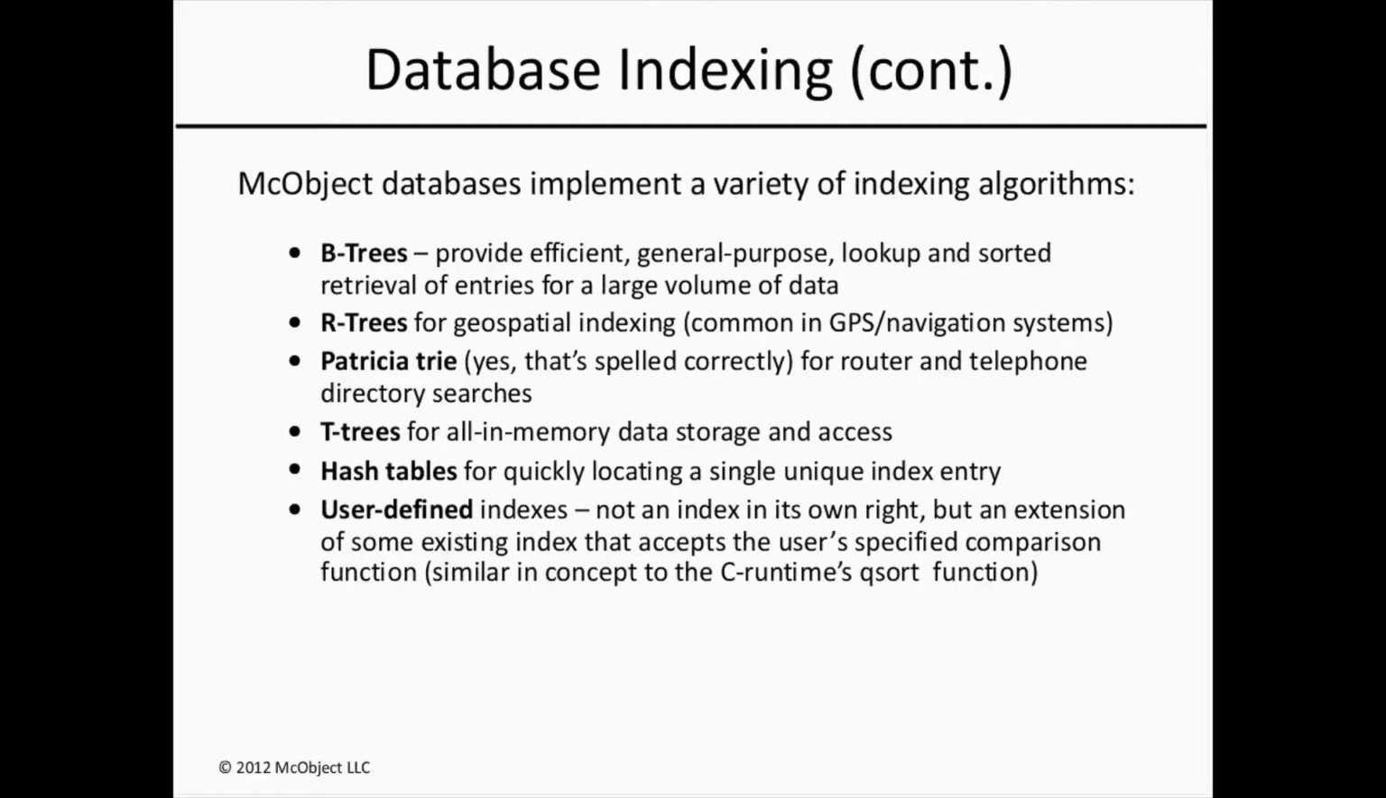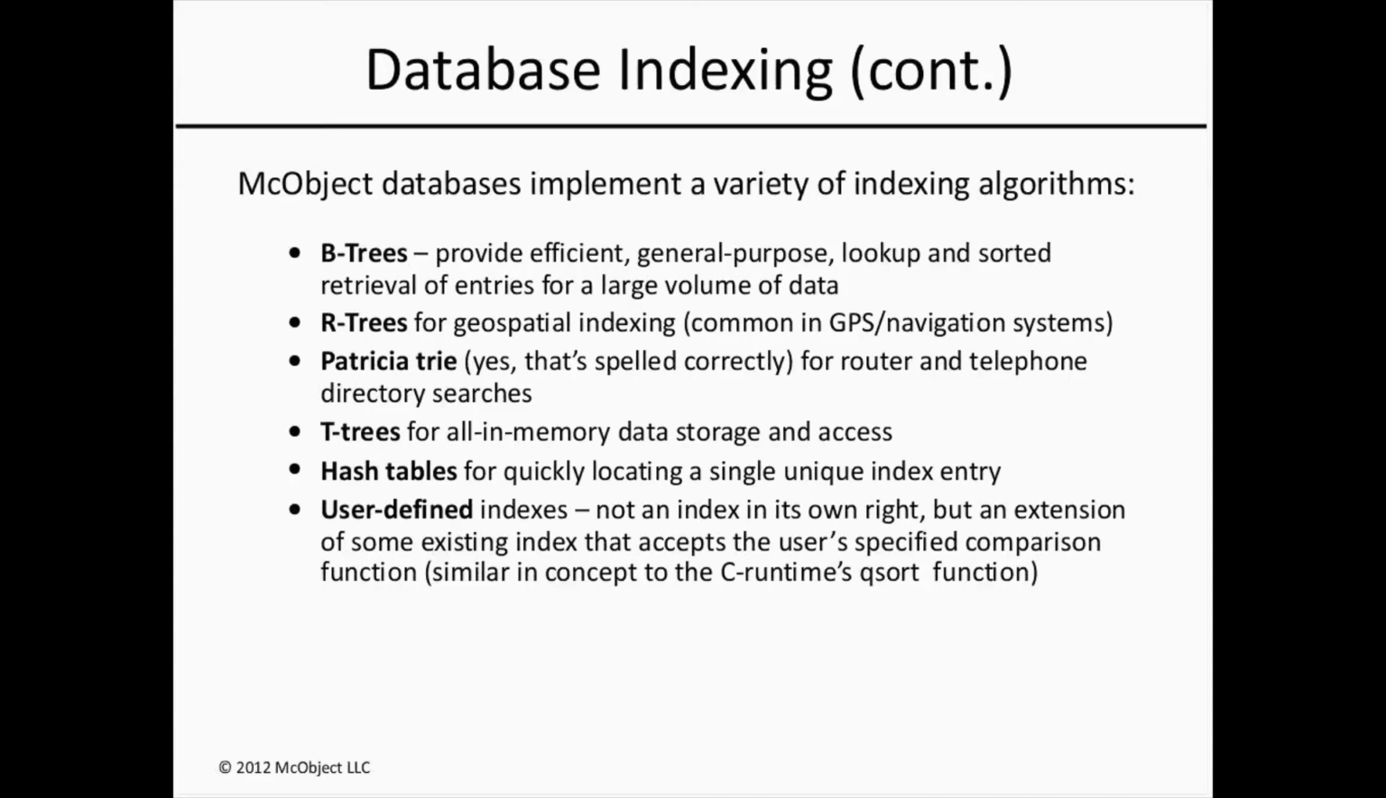The B tree is the most popular data structure used in database and file systems and provides efficient, general-purpose lookup and sorted retrieval of entries for a large volume of data. We'll look at R trees for geospatial indexing, which is common in GPS and navigation type systems. We'll examine the Patricia Trie for router and telephone directory searches. This is also known as a longest prefix match index. T trees are appropriate for all in-memory data storage and access.